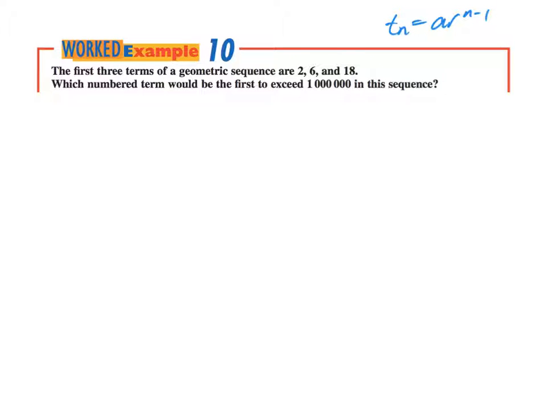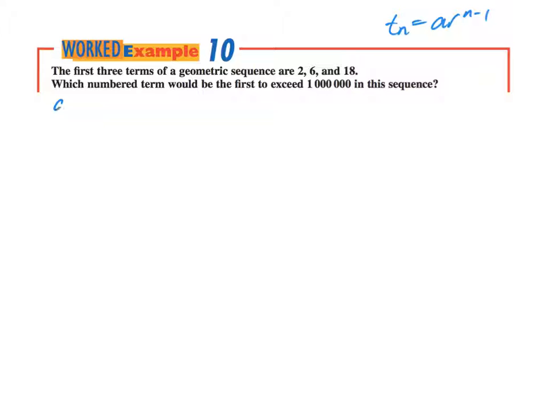In this example, we're given the first three terms of a geometric sequence, and we are required to find out the term number that would be the first to exceed 1 million. So we just need to write down first whatever we have.